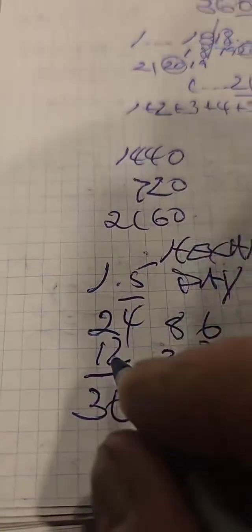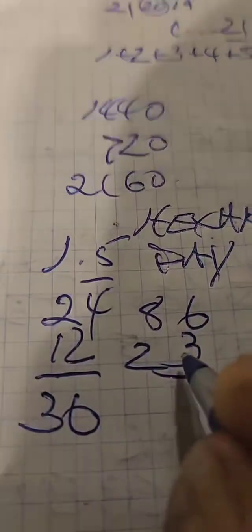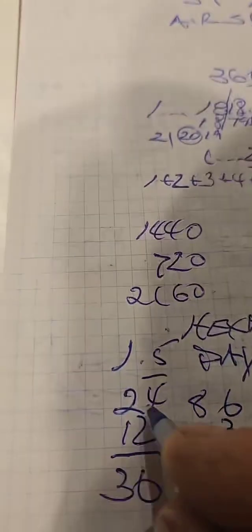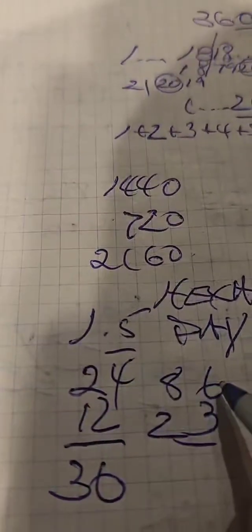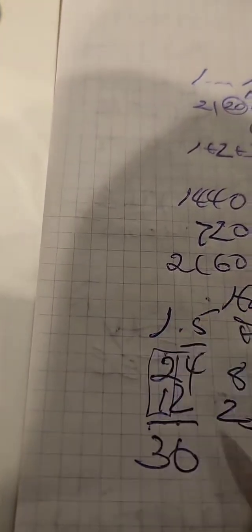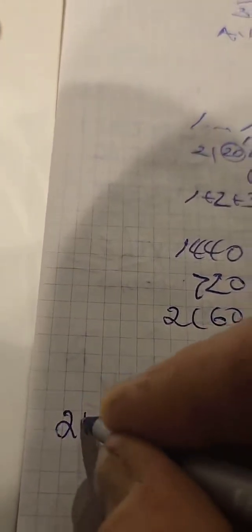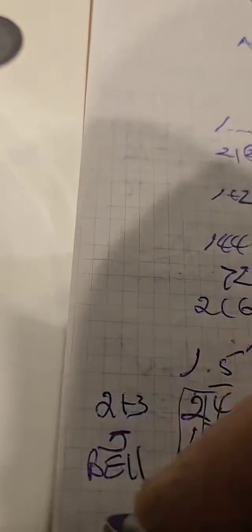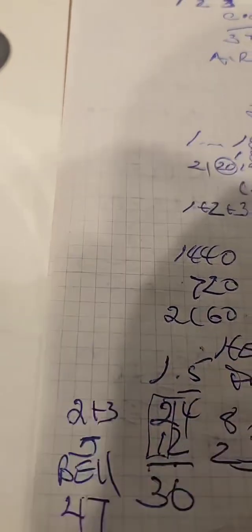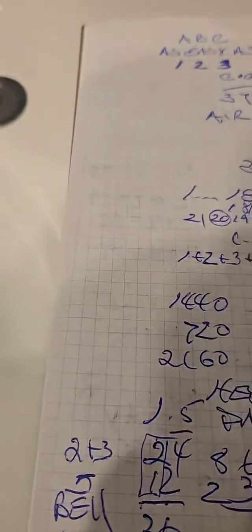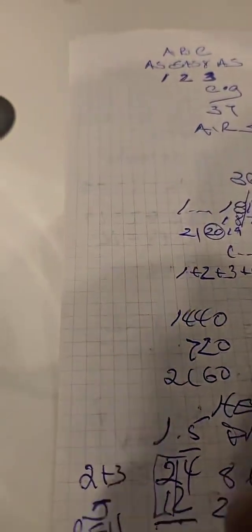One times two, 1 plus 2, 2 and 3, 2 times 4, 2 plus 4, 6 and 8. I can do this, which is going to come out to 2 and 3, 5, let's call it Bell. And 23.5 is actually 47, 23.5. And this one is 8 and 6. Same thing.